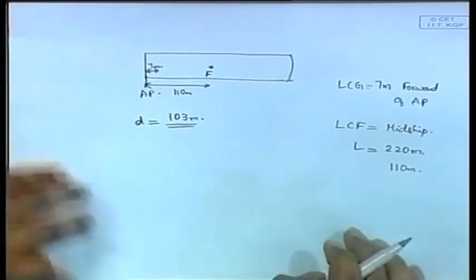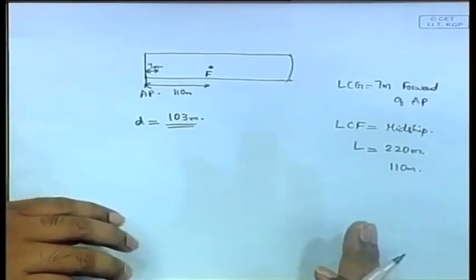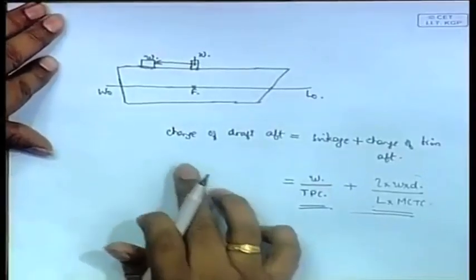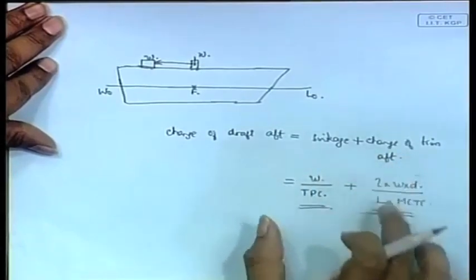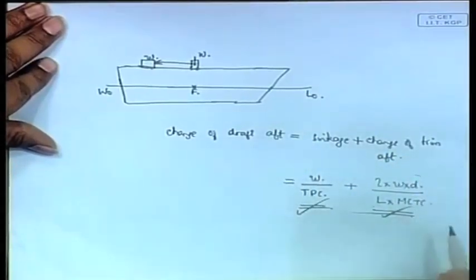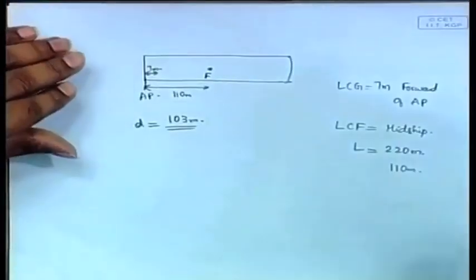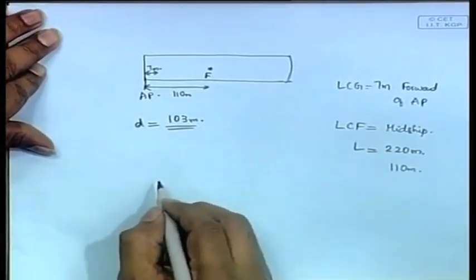Now, we have derived a formula here: the change of draft is equal to sinkage plus change of trim. It is W by TPC plus this. Now, this formula is what we are going to use here. It comes from our previous part.